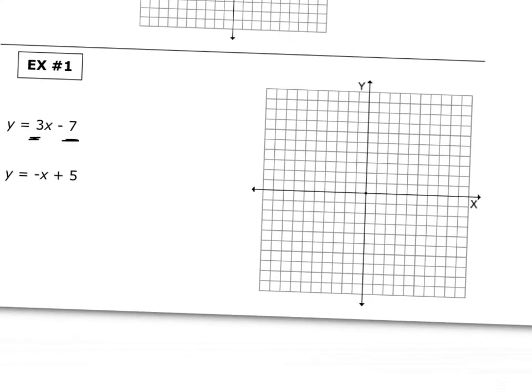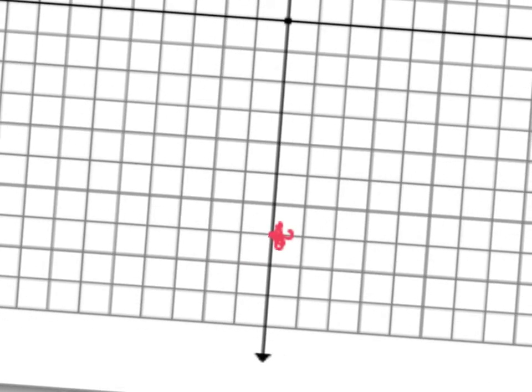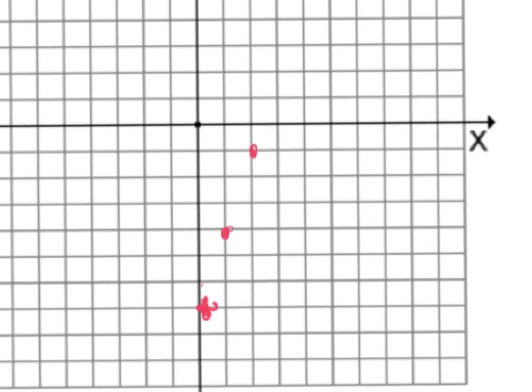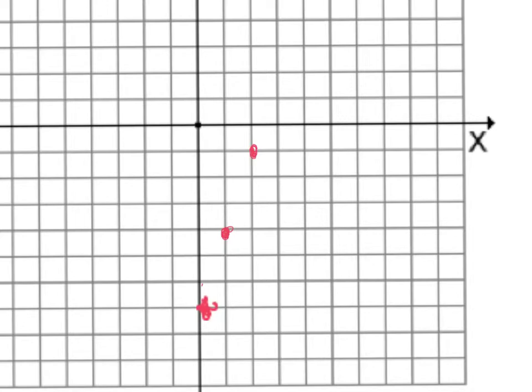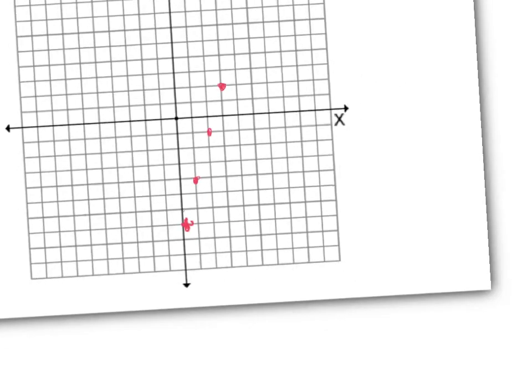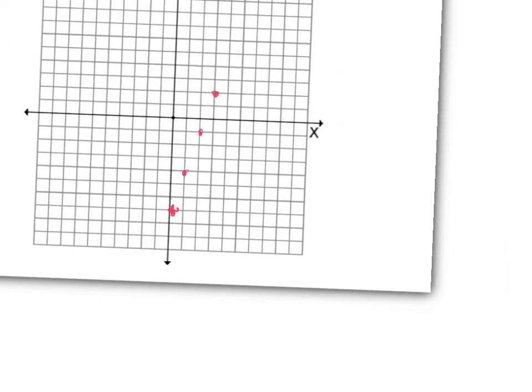Okay, so we're going to go down 7 for our first point. 1, 2, 3, 4, 5, 6, 7. And of course our slope is up 3 and over 1. So from our y-intercept, I'm going to go up 3, 1, 2, 3, and over 1. And once again, you can do this slope as many times as you think necessary to make a straight graph. There we go. Okay, let's go ahead and draw our line through these points. And we're done with that equation.